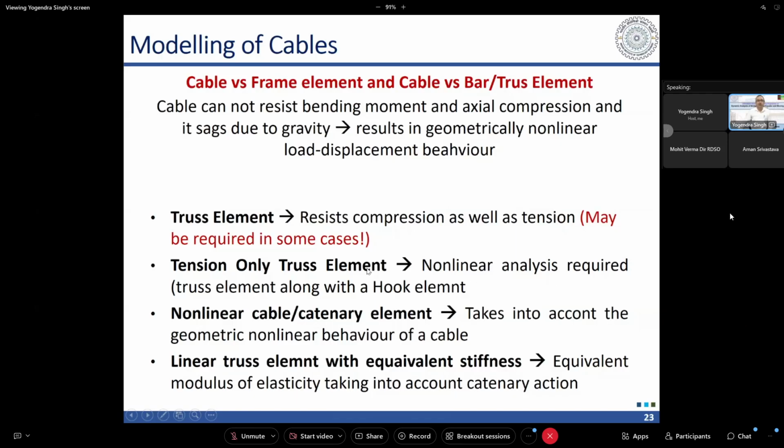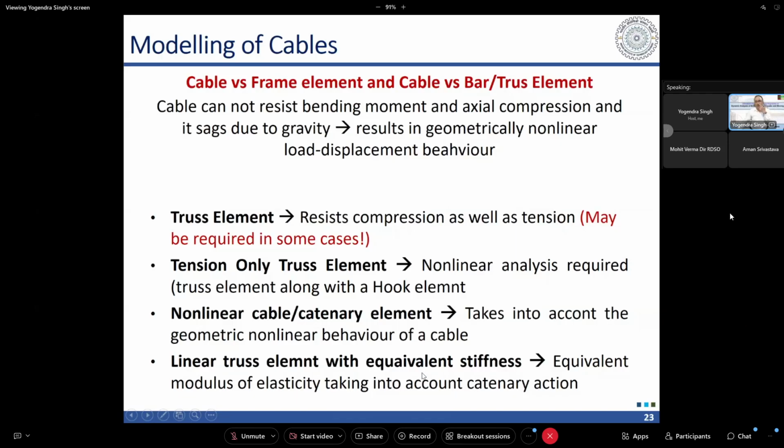So if we want to do an analysis where a tension-only element is to be used, we have to perform a nonlinear analysis so that at every step it checks whether it is subjected to compression or tension, and accordingly it provides the stiffness. Then we have a nonlinear cable or catenary element. This is the most accurate element, which takes into account both effects.